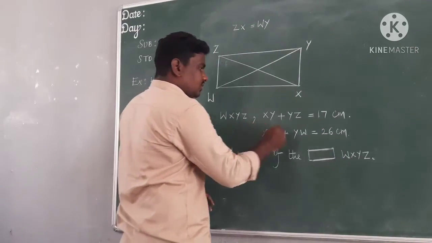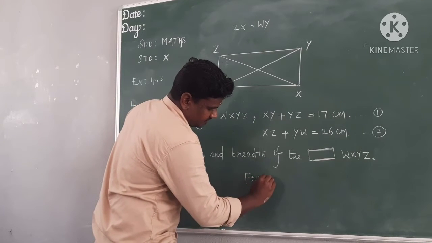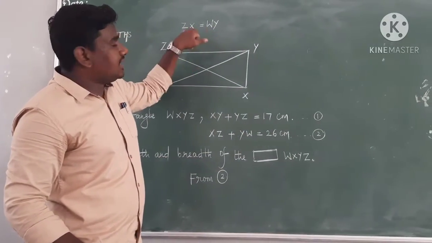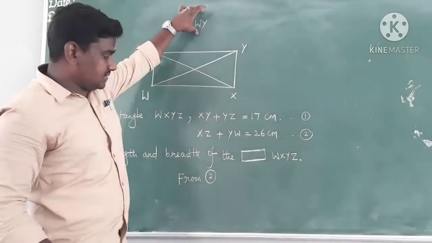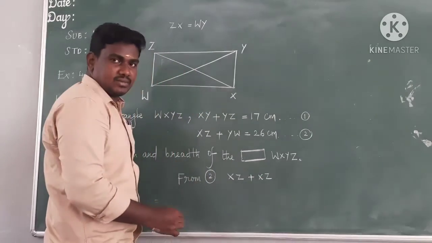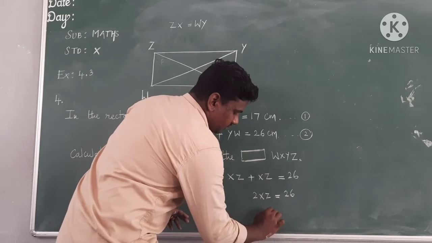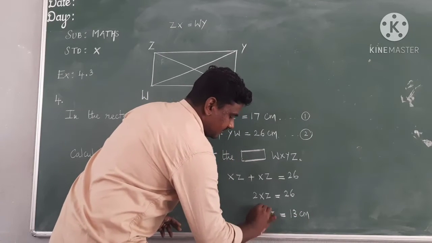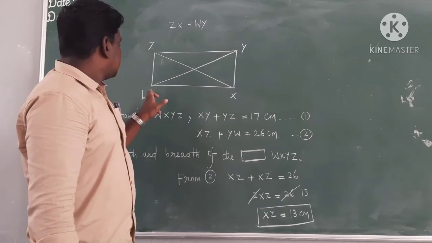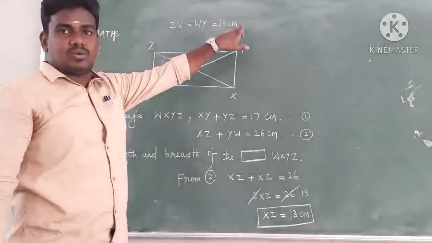It is very easy. First I am going to consider as 1 and 2. From 2, we can take XZ is equal to YW because the length of the diagonals are equal. So ZX is equal to WY means you can replace it XZ plus, instead of this YW, again you can write XZ because the lengths are equal, is equal to 26. So 2 times XZ is equal to 26. Therefore XZ is equal to 13 cm. 1 time 13 times. Okay. If XZ is equal to 13 means what about WY? That is also 13 cm.